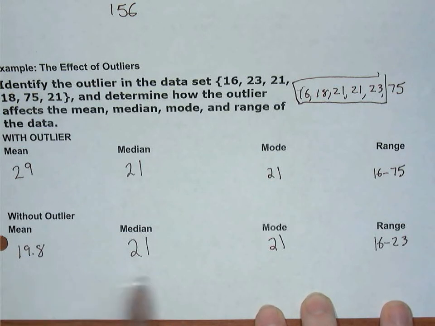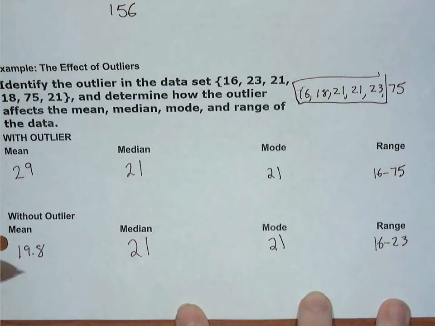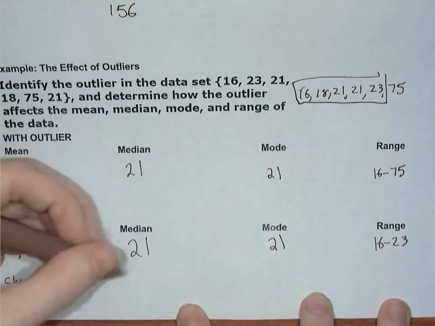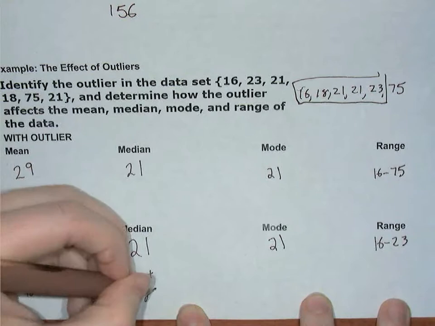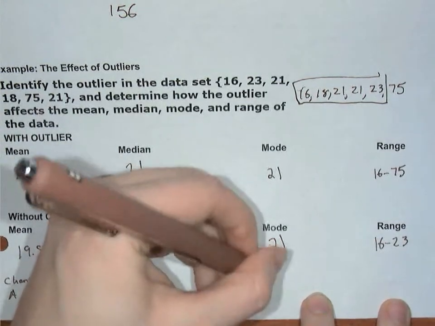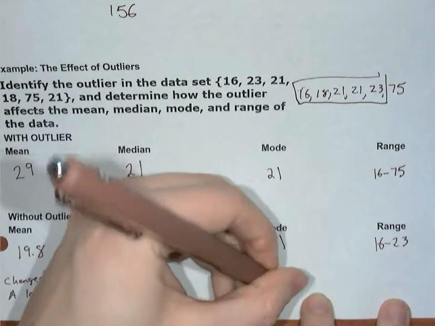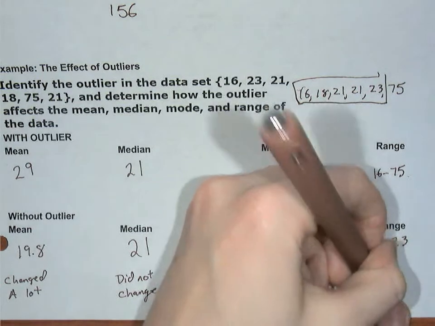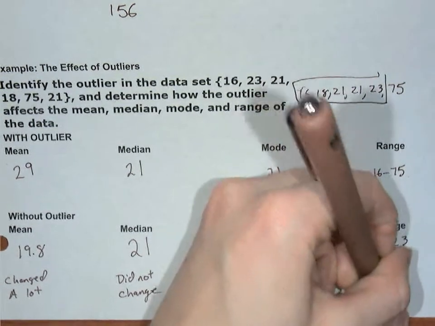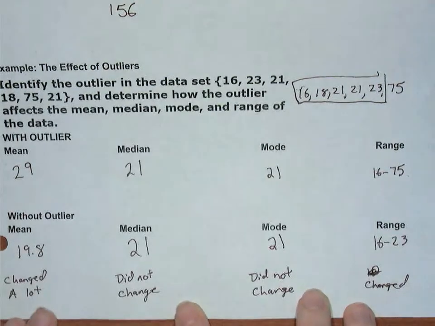So let's talk about how each of these changed or didn't change. My mean, that changed a lot. It went from 29 to 19.8. It's almost 10 lower without the outlier. So it's changed a lot. My median did not change. My mode also did not change. And my range, it changed a lot. It was 16 to 75, and now it's 16 to 23. Changed a lot.